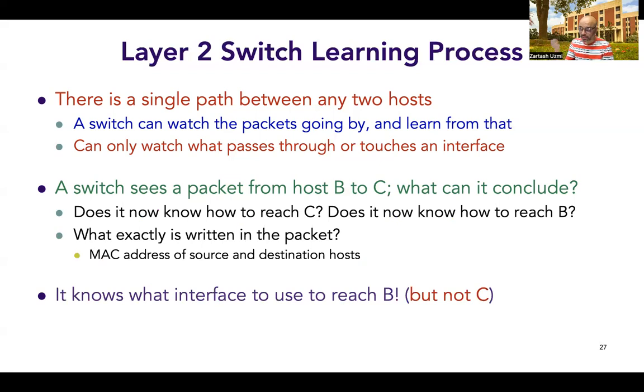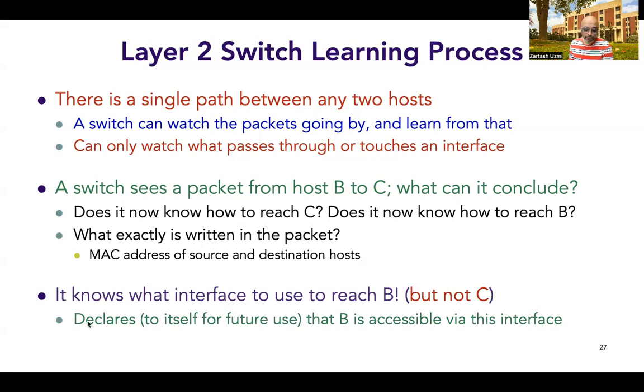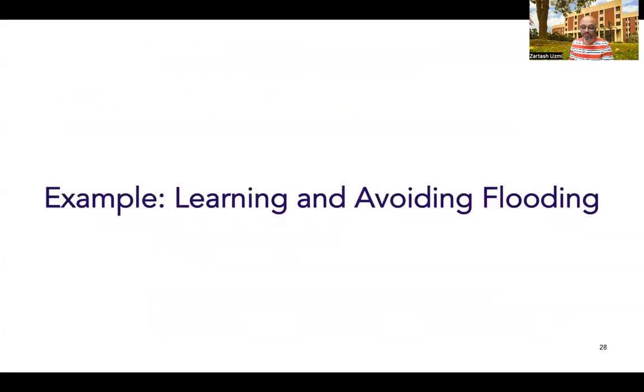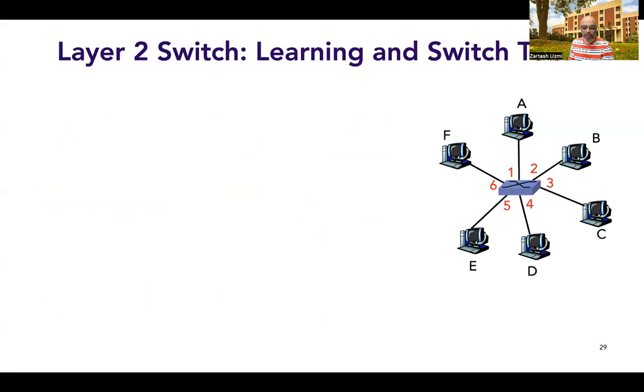It was going to C. I don't know where C is, but I do know that it reached me through some interface. So I do know that this is the interface to reach B. It will declare to itself for future use and store it in the switch table that B is accessible via this interface. So, one example of learning and avoiding the flooding.